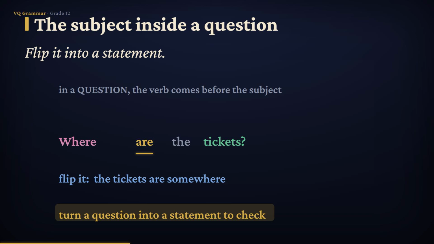When a helping verb leads the question, the same thing happens. In do the players warm up? The helper do sits out front, but its subject, players, is plural, so do is the right choice.